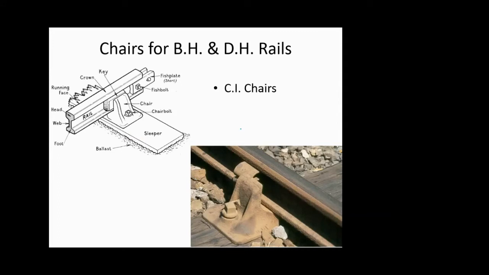Then comes another important component, or type of fittings and fastenings, that is chairs. Now if you just focus on the main name, it is a chair, very similar to the chair that we use for sitting purposes. So it has a back, a seat, and then you have legs to the chair. So this is a general chair that we use for sitting purposes.